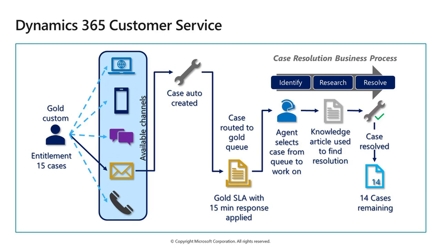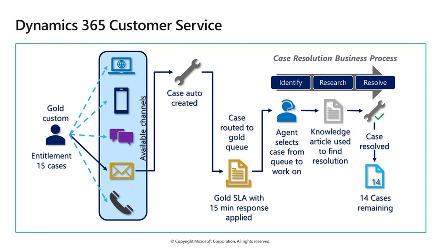This customer is a gold customer. So from the very beginning, the gold customer has been identified, and this customer request will be redirected to the gold queue. So the gold queue is defined with specific SLAs, with a 15 minutes response applied. And in this queue, you got a specific process, the case resolution business process, that will run, where you will need to identify with an agent that will be automatically assigned in the available queue.